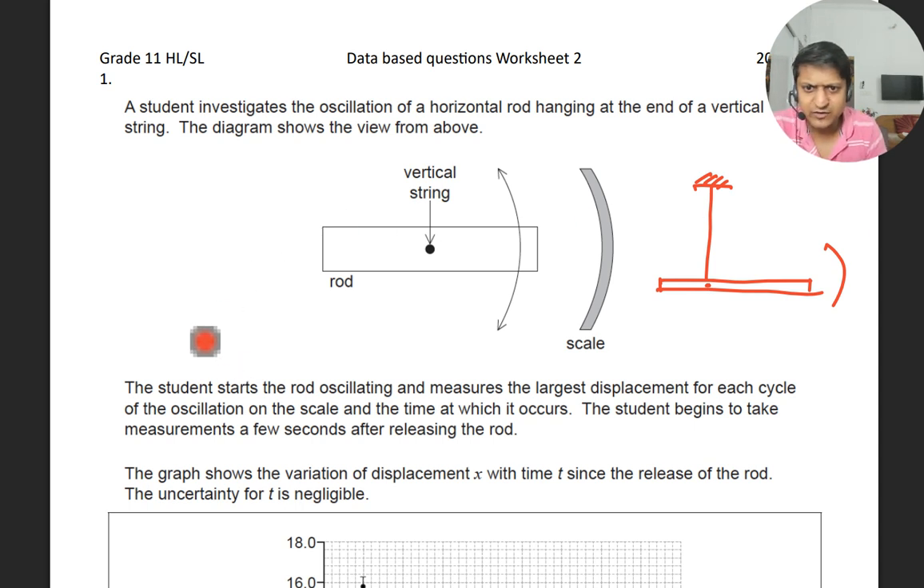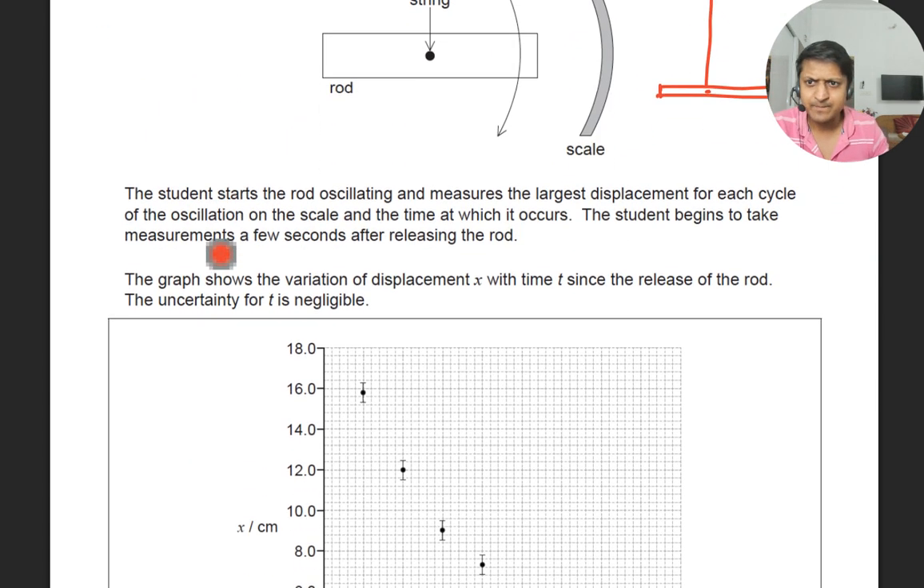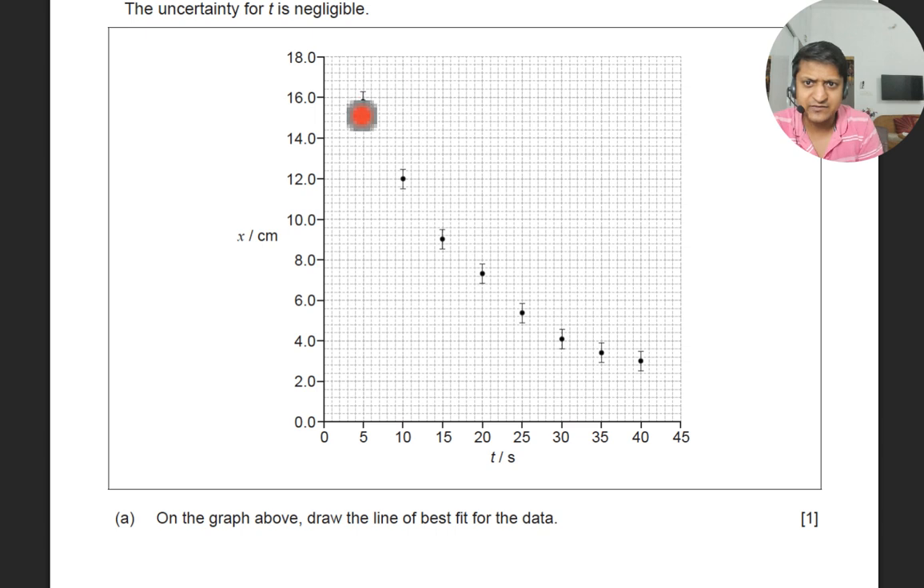The student starts the rod oscillating and measures the largest displacement for each cycle of the oscillation on the scale, and the time at which it occurs. The student begins to take measurements a few seconds after releasing the rod. The graph shows the variation of displacement x with time t since the release of the rod. The uncertainty for t is negligible. So there is uncertainty in x, whereas uncertainty in t is 0.